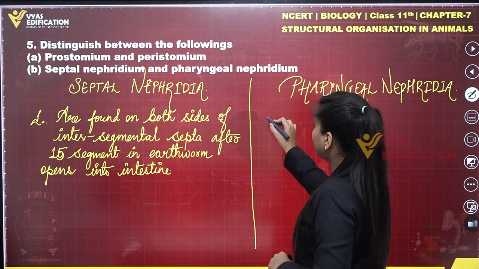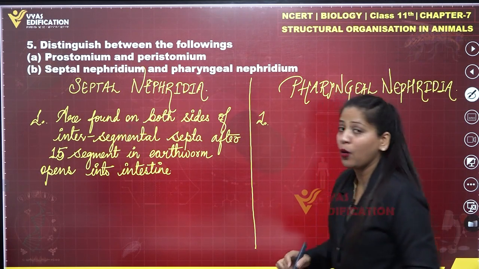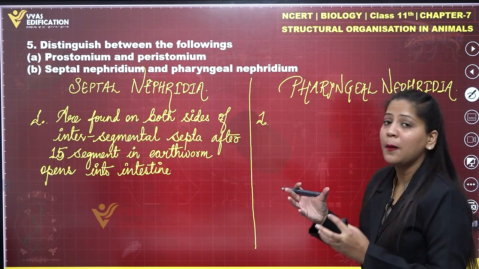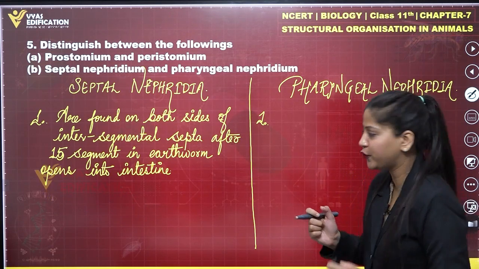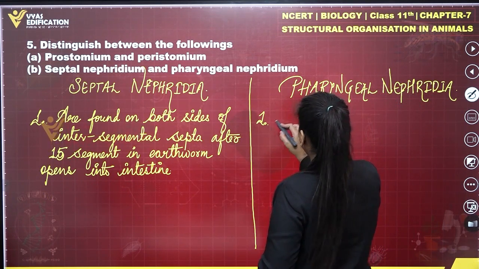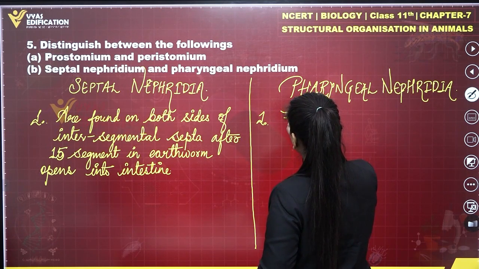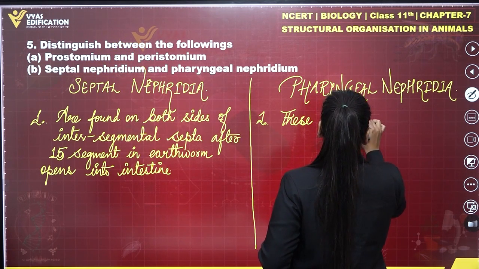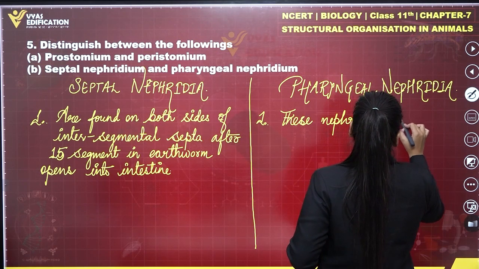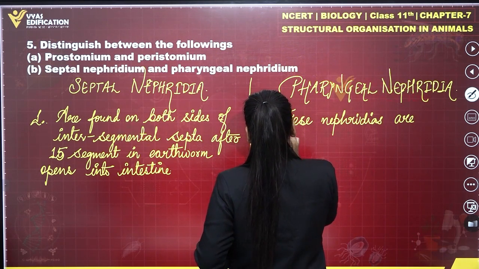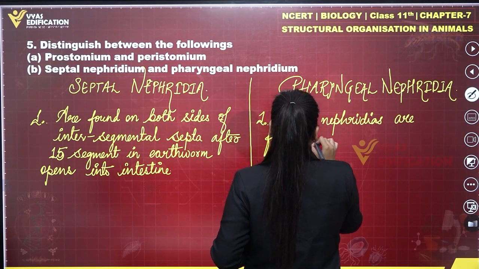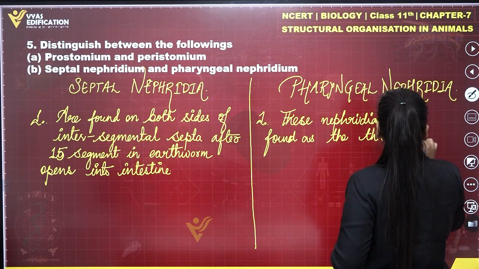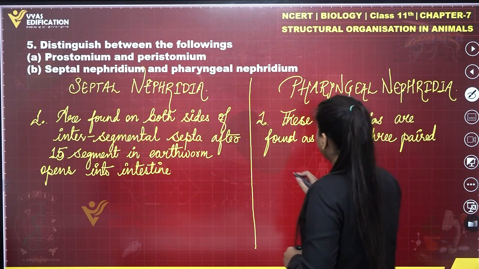Now, if we talk about pharyngeal nephridia, where will you find these kind of nephridia? These are found in paired tuft structures. So we are going to write: these nephridia are found as three paired tufts.